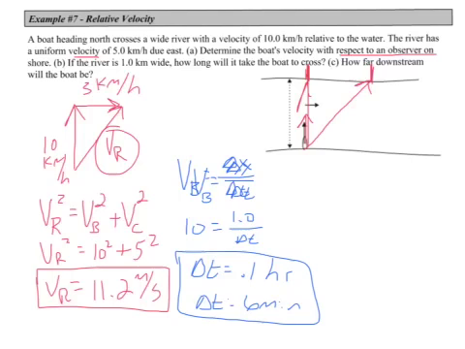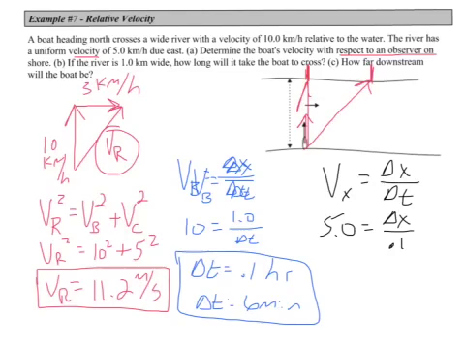Now we want to find how far downstream the boat will be. Well, the only component of this resultant velocity that is pushing us downstream is the river's 5 kilometers an hour due east. So again, we can just apply the constant velocity equation to find that it will be half a kilometer downstream.